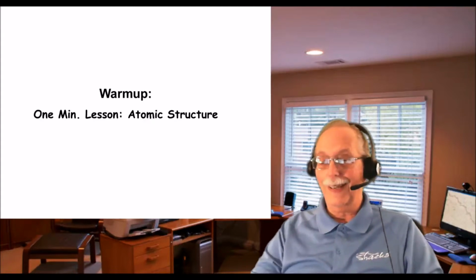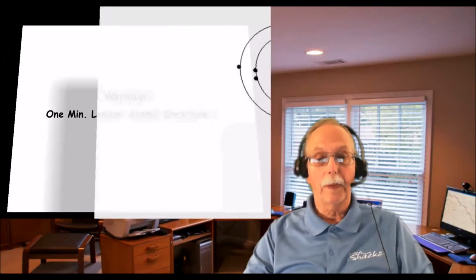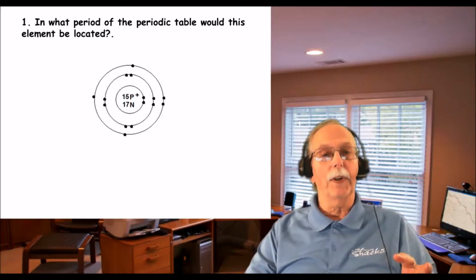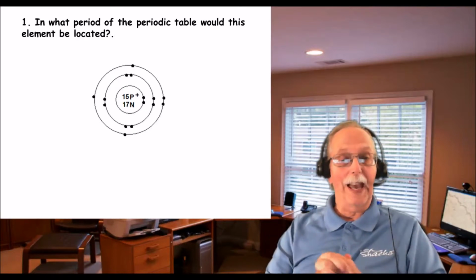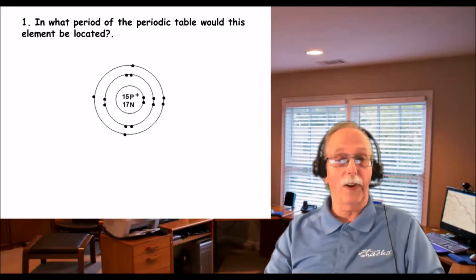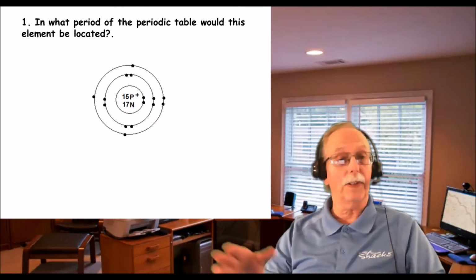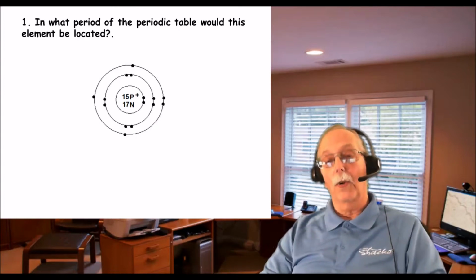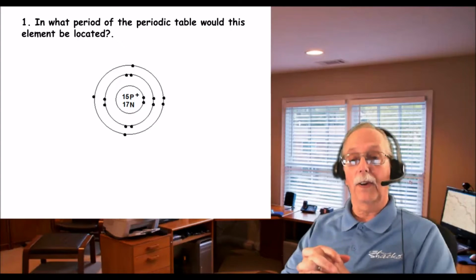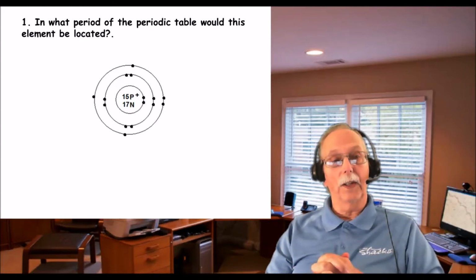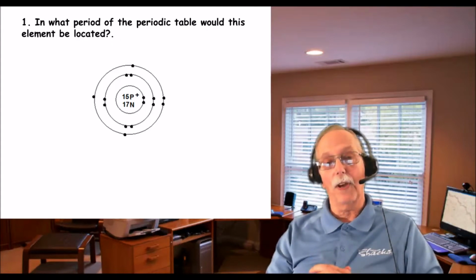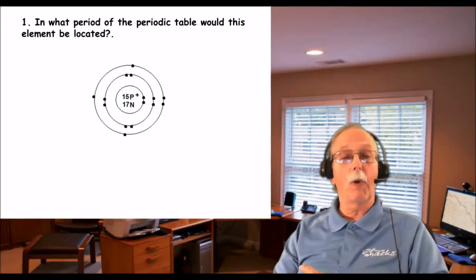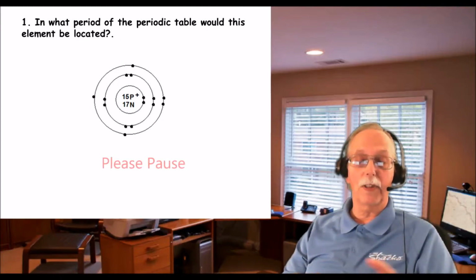And the first question is, in what period of the periodic table would this element be located? Well, you see a diagram of an atom. It's got protons, neutrons, and electrons, energy levels, and electrons in those energy levels. So you should be able to look at this diagram and very quickly tell what period of the periodic table this element would be located. So go ahead, pause the video, answer the question, then start it up again and we'll go over the question together. So go ahead, pause the video now.